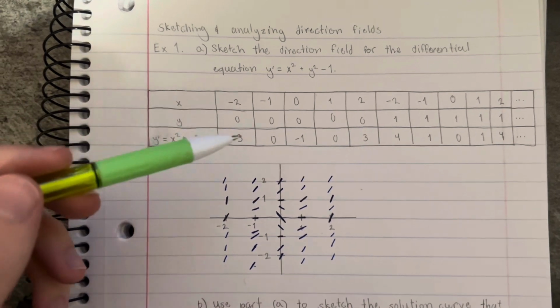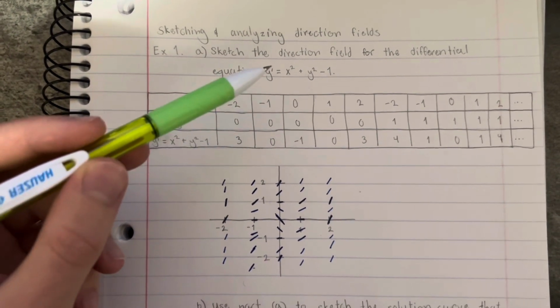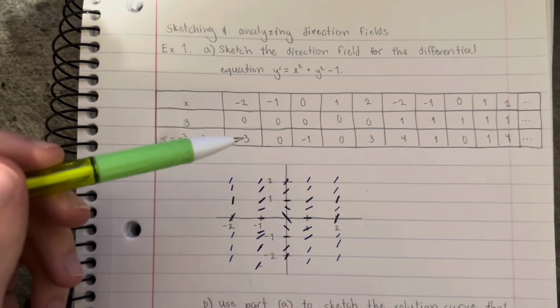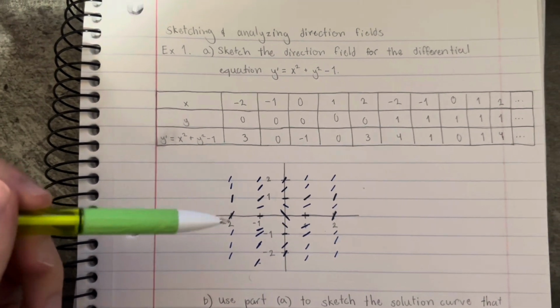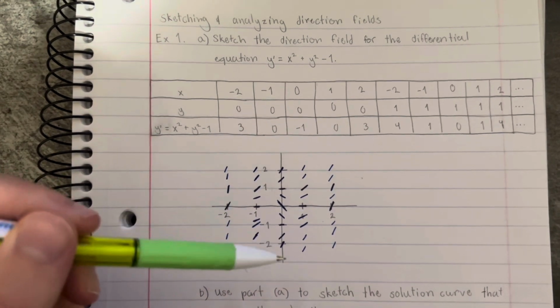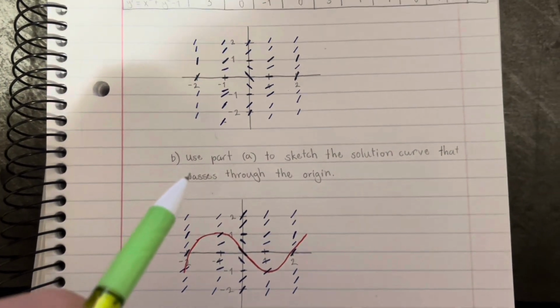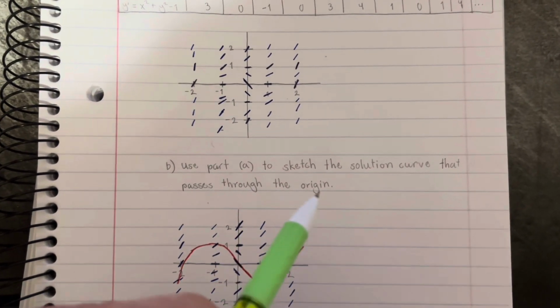So for the point negative 2, 0, it would be negative 2 squared plus 0 squared minus 1, which ends up being 3. So our slope at negative 2, 0 is positive 3. And so we do this for every point on the graph and then sketch it all out. Then part B says, use part A to sketch the solution curve that passes through the origin.